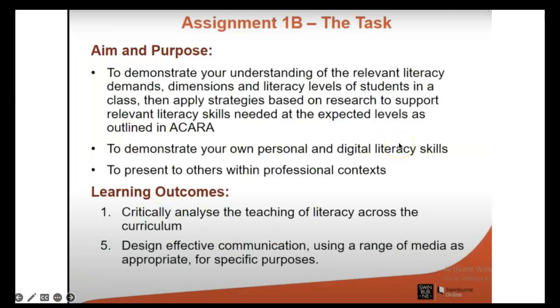So really our ultimate goals for this assessment, in terms of our own learning outcomes, are to be able to critically analyse the teaching of literacy across the curriculum, and then we're also going to design effective communication with the use of media for specific purposes, which in a nutshell means that we're going to be preparing a presentation that we are going to deliver relating back to assessment number 1.